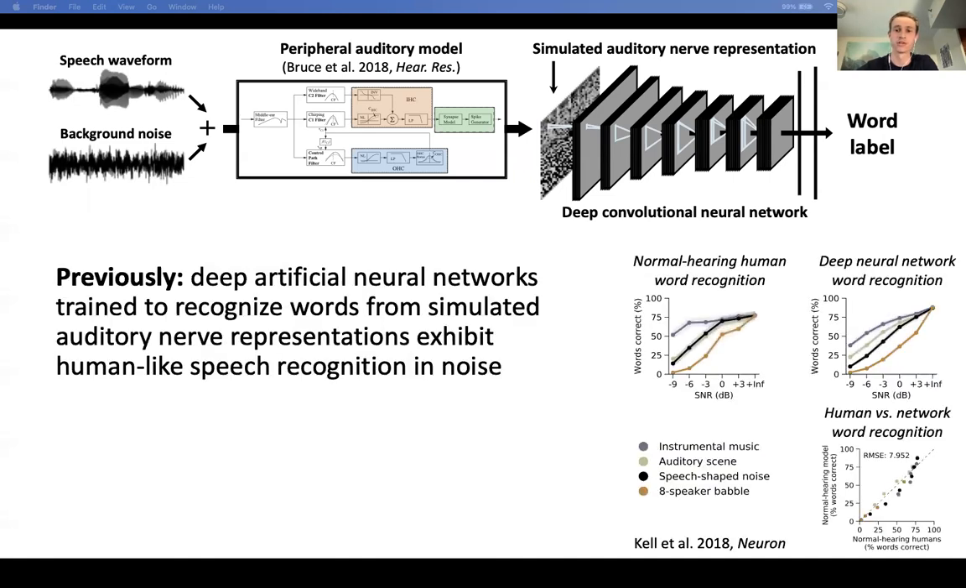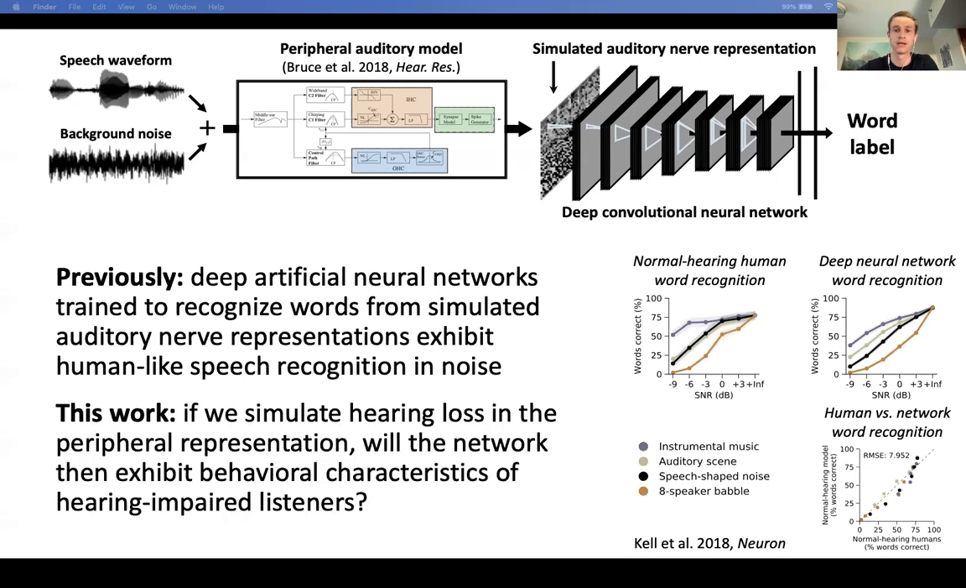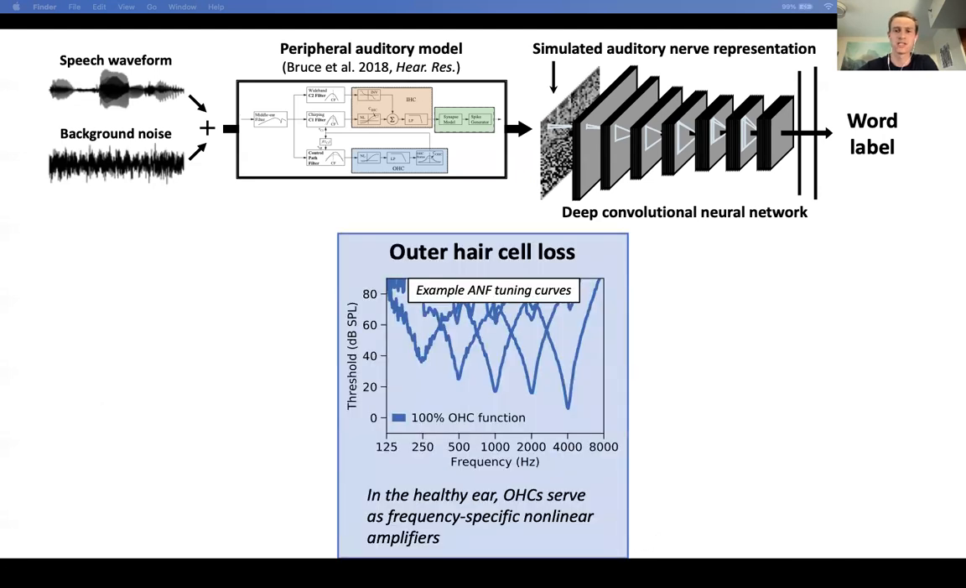Deep artificial neural networks optimized to perform auditory recognition tasks from simulated cochlear input have recently been shown to replicate aspects of human auditory behavior. Here, we extend this approach to investigate how damage to peripheral auditory structures can account for difficulties recognizing speech in noisy environments.